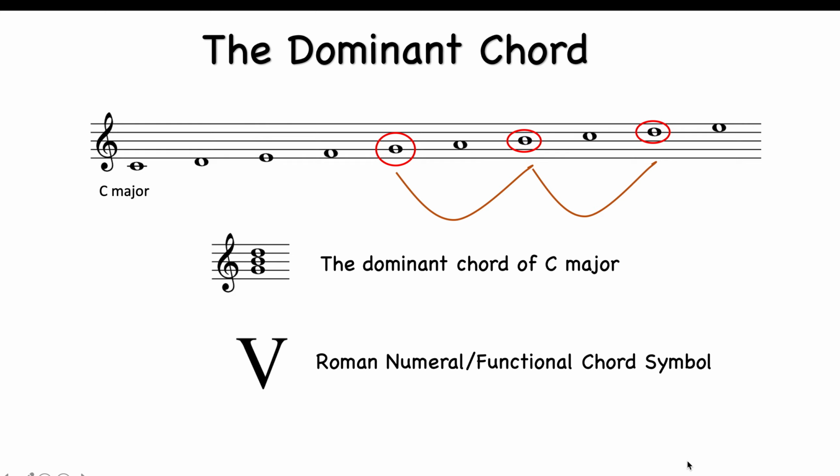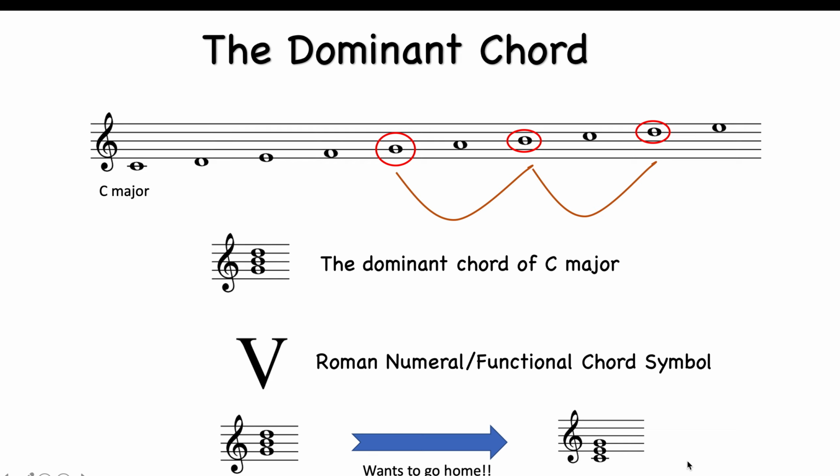What happens is that this dominant chord creates the tendency to go back to the tonic chord. And that is precisely why we often call the dominant chord the best friend of the tonic chord. And it is also why the dominant chord is the second most important chord in music.